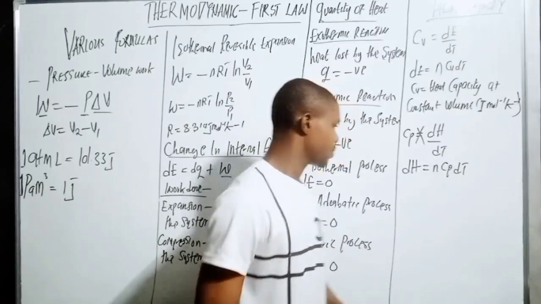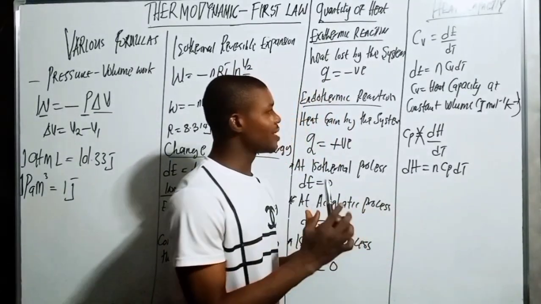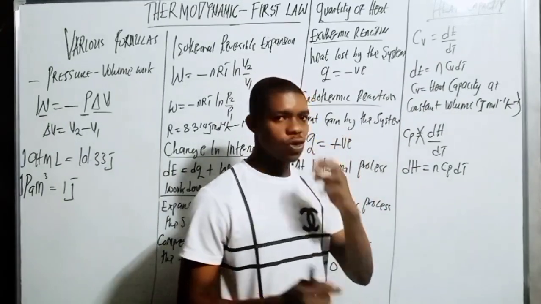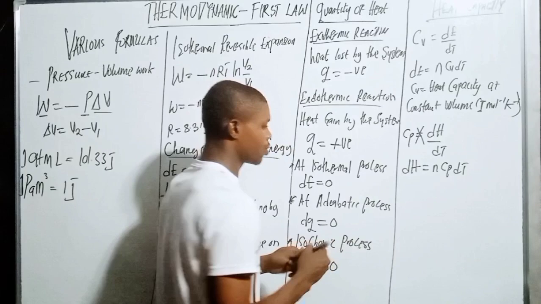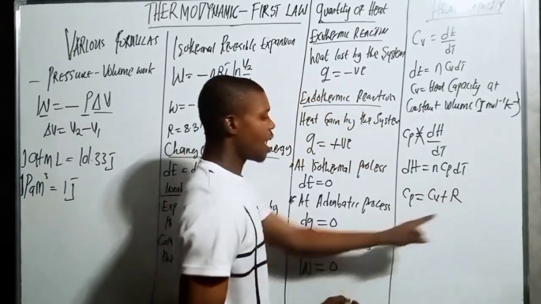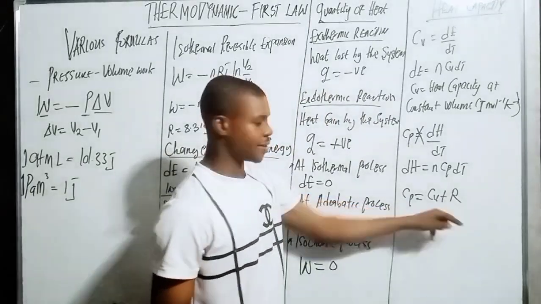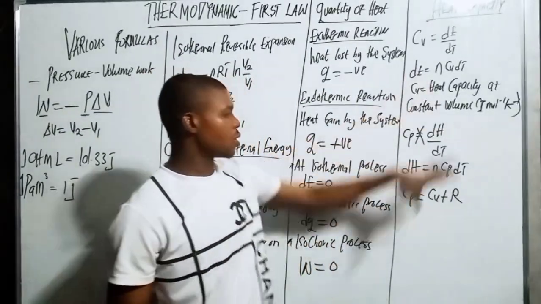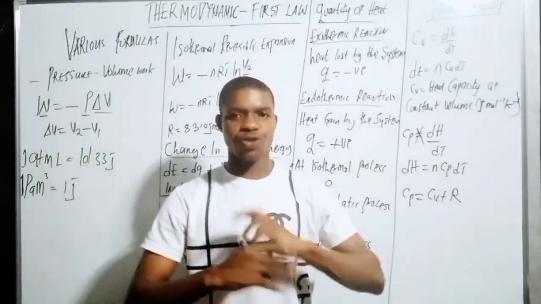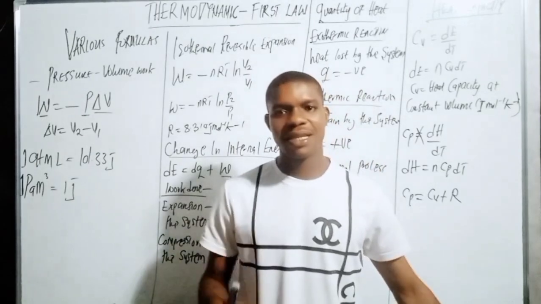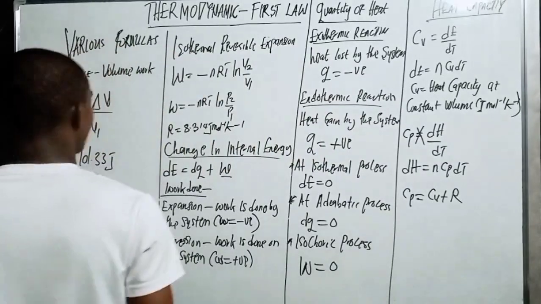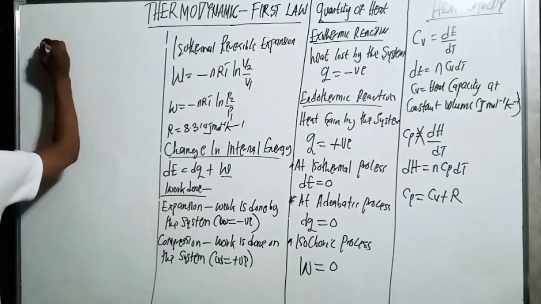Now, the next thing we want to look at is the relationship between Cp and CV. The relationship here is Cp equals CV plus R, where R is the gas constant. So these are the various formulas. The last formula we are going to look at before we start solving problems is the adiabatic expansion formula. So I will go to my place here. Adiabatic.